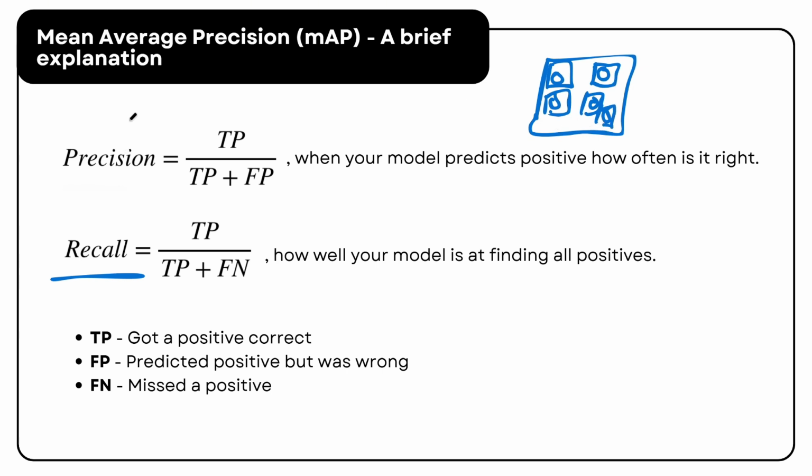So MAP combines these two by plotting precision and recall at different thresholds and calculating the area under the curve. It then averages this over all object classes to get a single balanced performance score. In short, precision: trust your detections; recall: don't miss detections; and MAP combines both to judge the overall detection quality. So this is why MAP is so important when comparing object detection models.